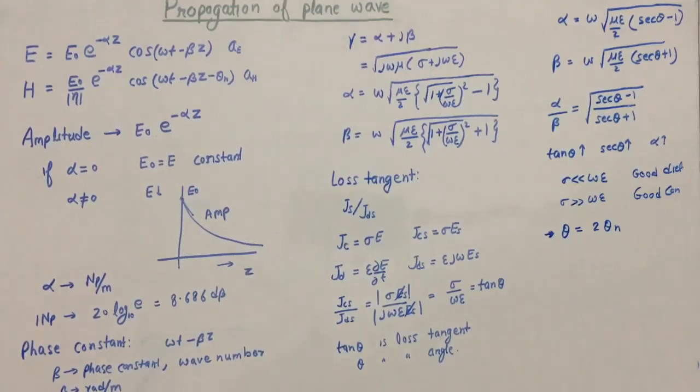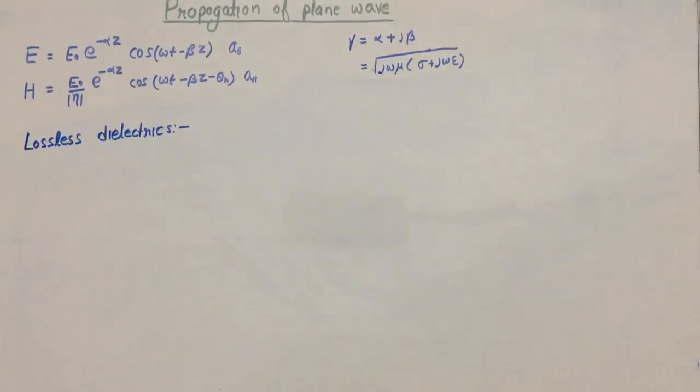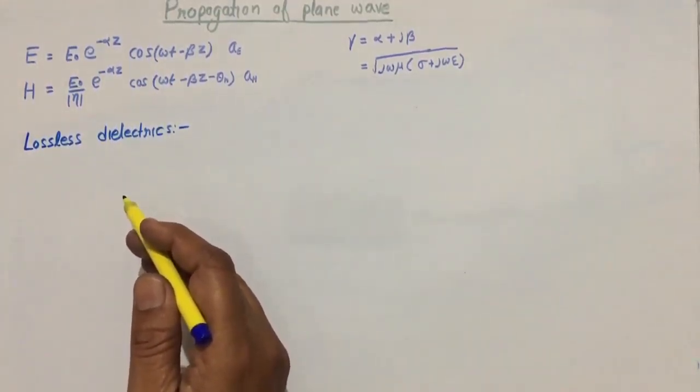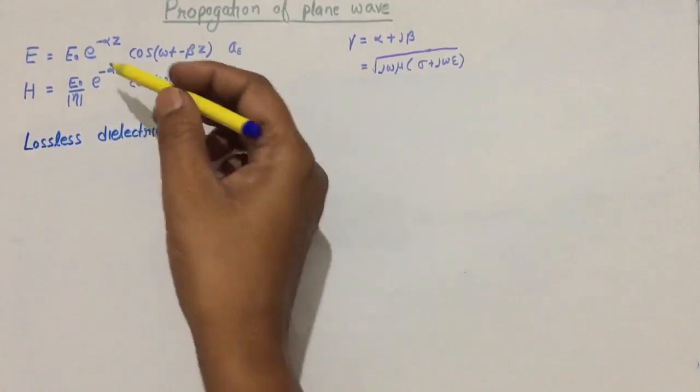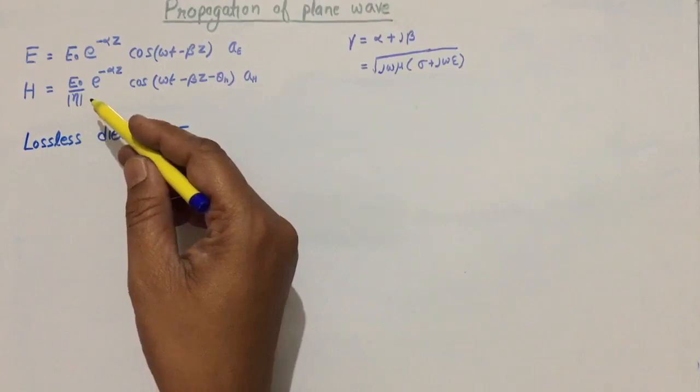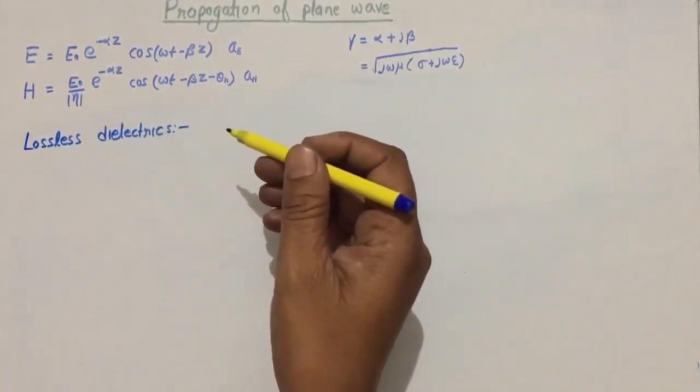Now the plane wave we have discussed when it is traveling in the lossy medium. Lossy medium means the conductivity of the medium is not zero. Now we will consider the case when the wave is traveling in other than the lossy medium. Now let us consider the case of lossless dielectrics. In this case we will try to find all the parameters again, that is alpha, beta, intrinsic impedance and loss tangent. One by one we will try to find once again.